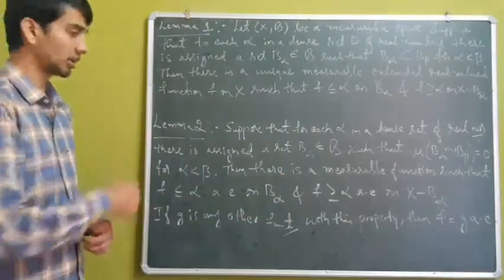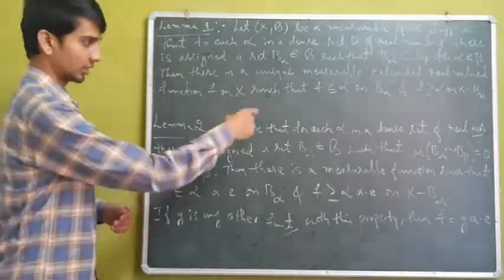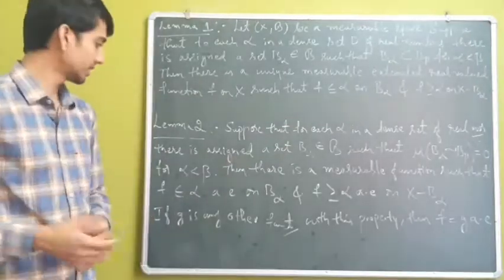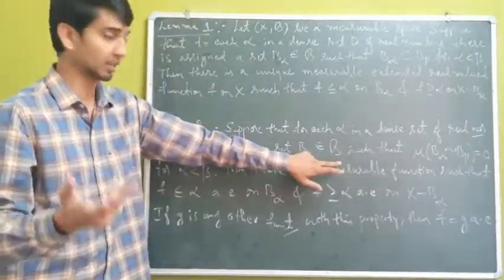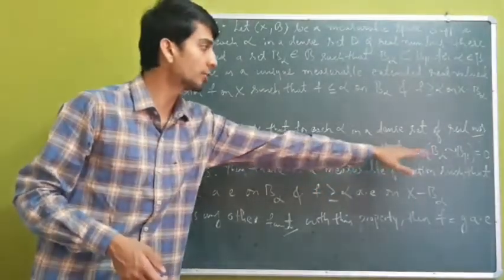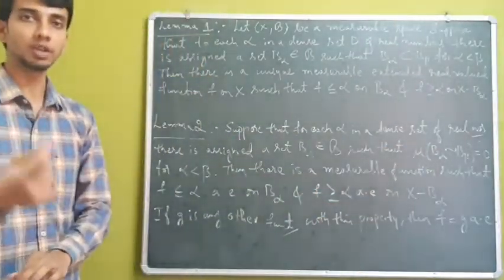Again, let me come back to lemma 2 once again. Suppose for each alpha in a dense set of real numbers, there is assigned a set B_alpha in the collection B such that mu of B_alpha minus B_beta is equal to 0.